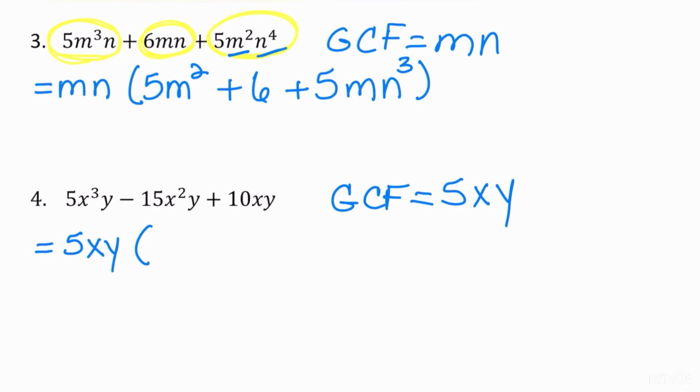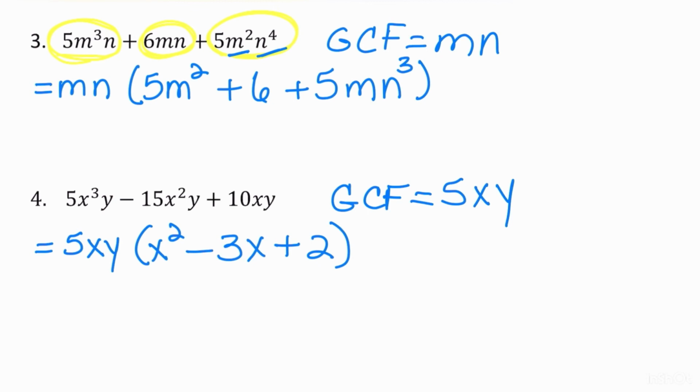From the first term, 5 divided by 5 is just 1. X cubed over x. Basically, that's just going to give me x squared. The y's would cancel. Minus 15 divided by 5 is 3. X squared over x. Then you're left with the difference of 1. And the y's would cancel. Plus 10 divided by 5 is 2. The x's would cancel and the y's would cancel.